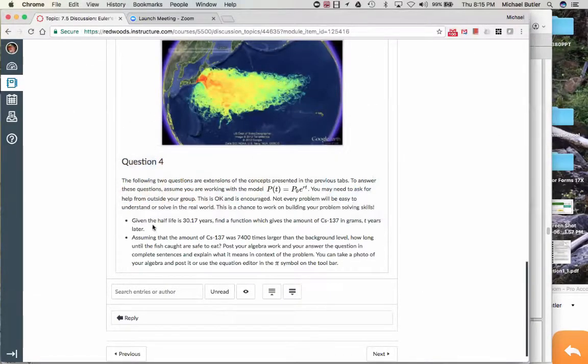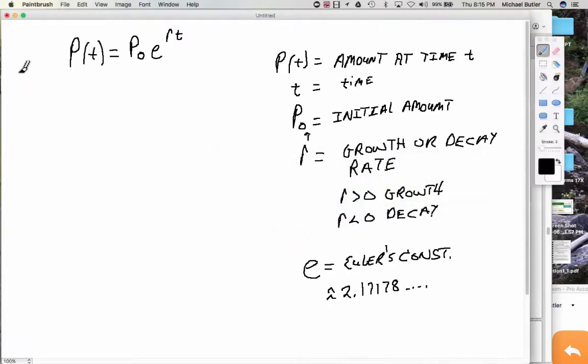Okay. So they ask us, given the half-life is 30.17 years, find a function that gives the amount of cesium-137 in grams t years later. Okay, so they're asking for the half-life, and we've talked a bit about this: if you're talking half-life, then you don't really need to know what the current amount is, and you don't really need to know what the initial amount is, because half-life infers to you that it's 1/2 of the initial amount that you started off with, right? In other words, 1/2 your initial amount was what you want to know. How much is that at time t?